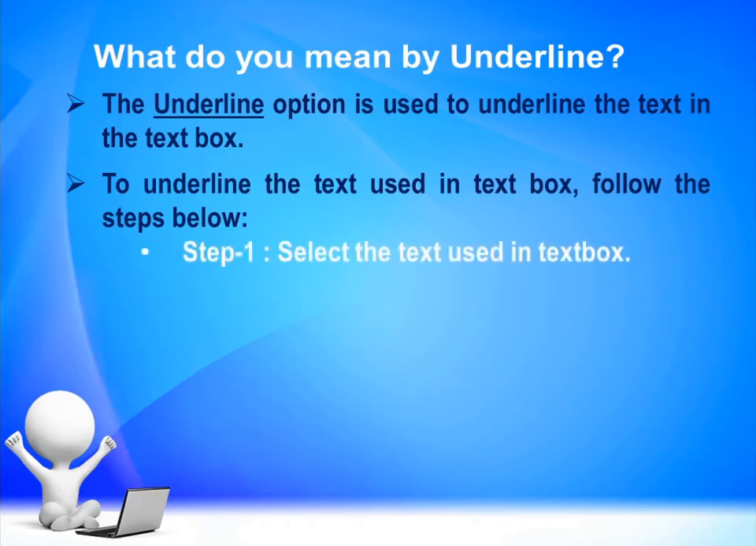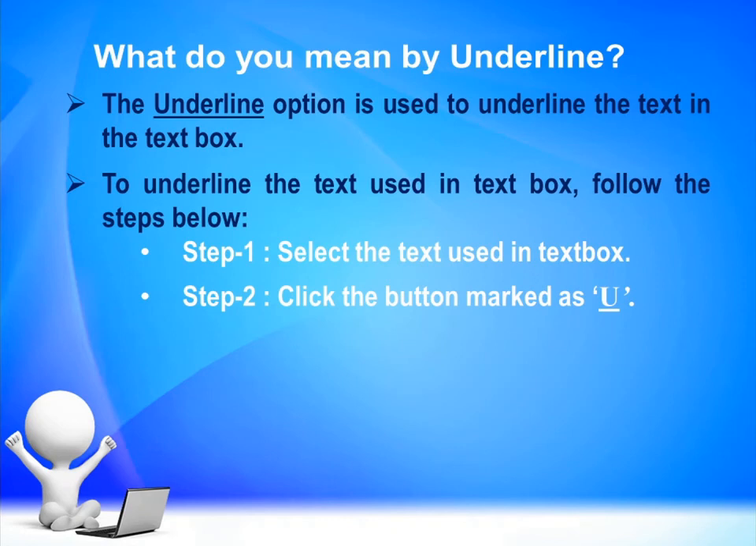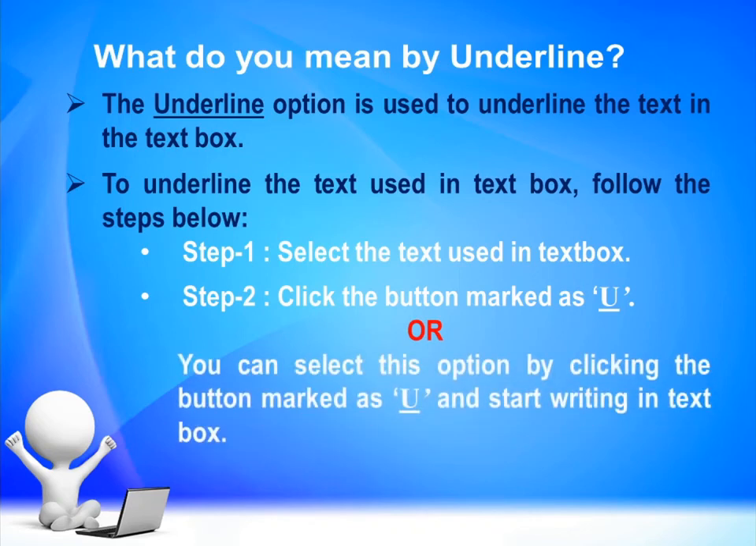Step 1. Select the text used in text box. Step 2. Click the button marked as capital U with an underline. Or you can select this option by clicking the button marked as capital U with an underline and start writing in the text box.